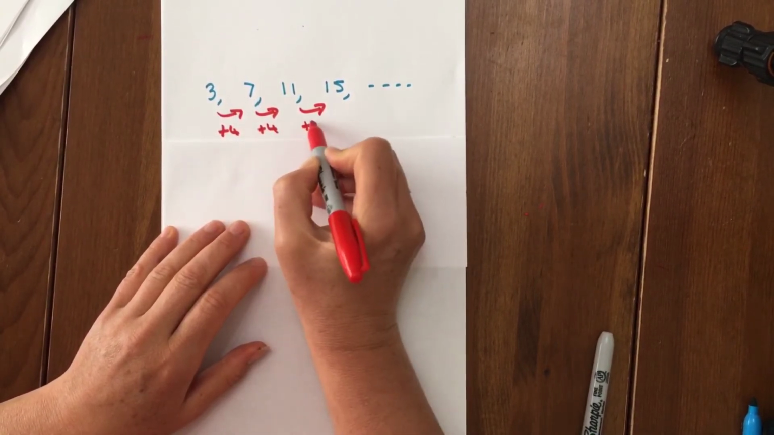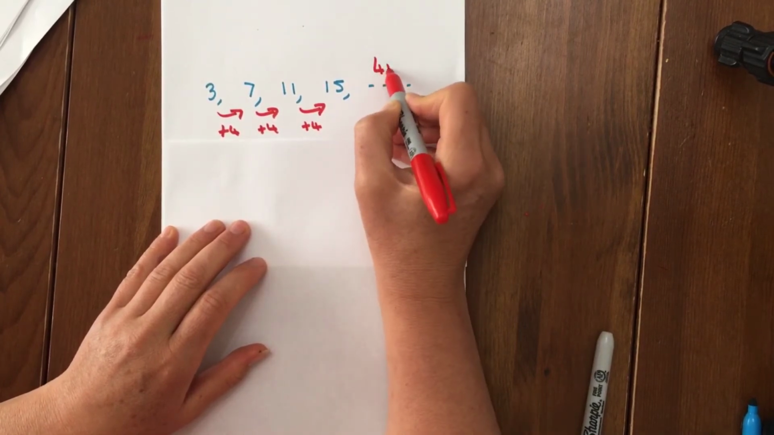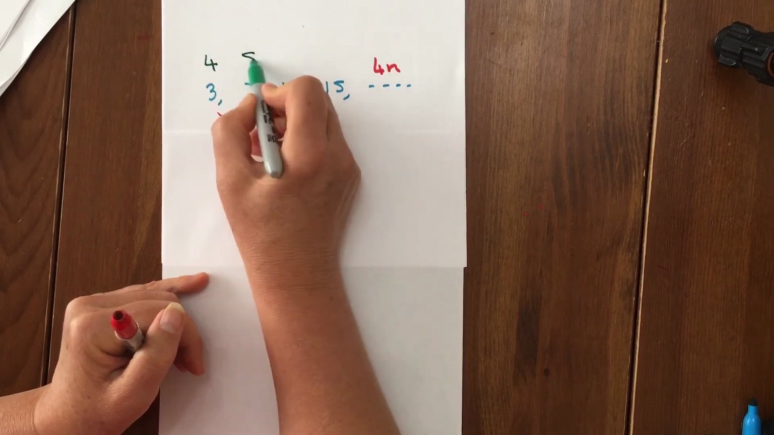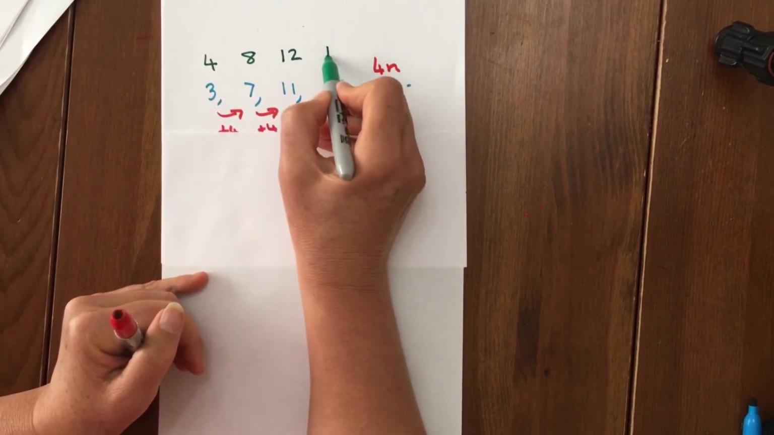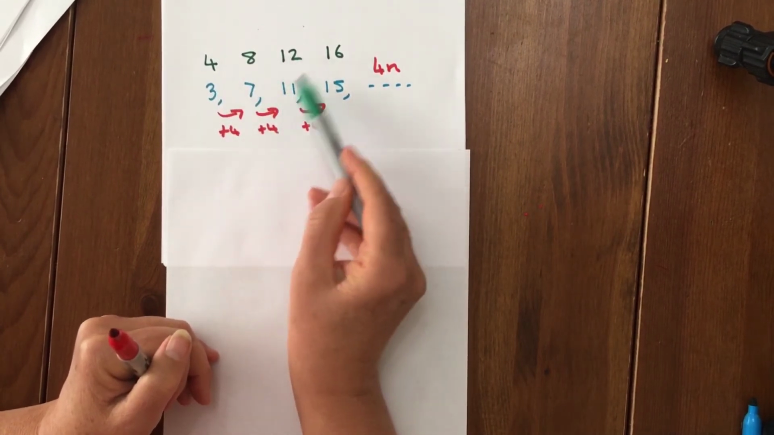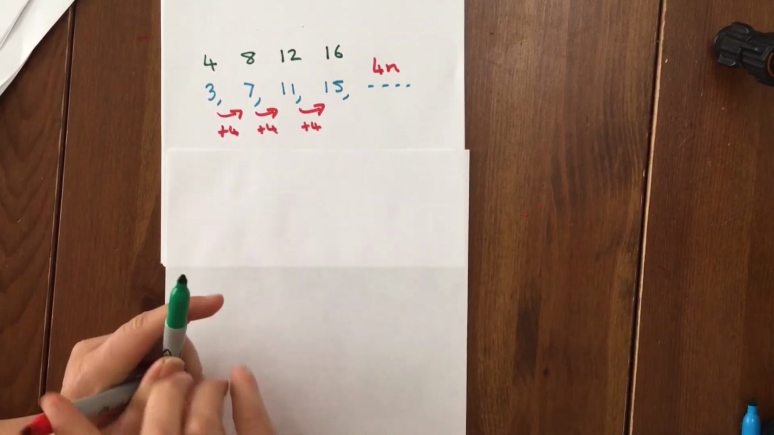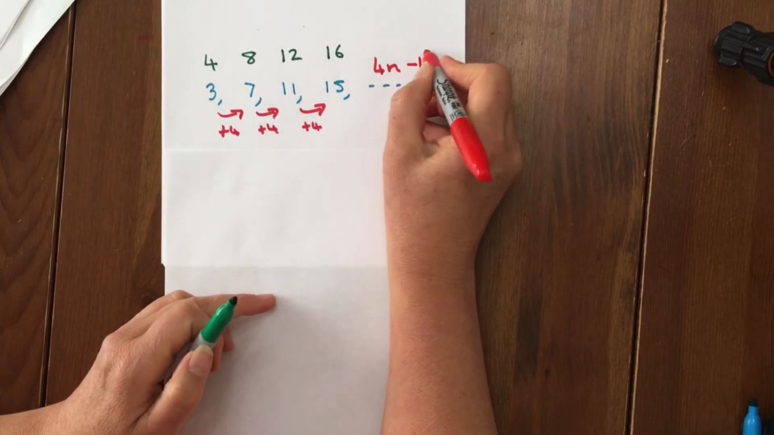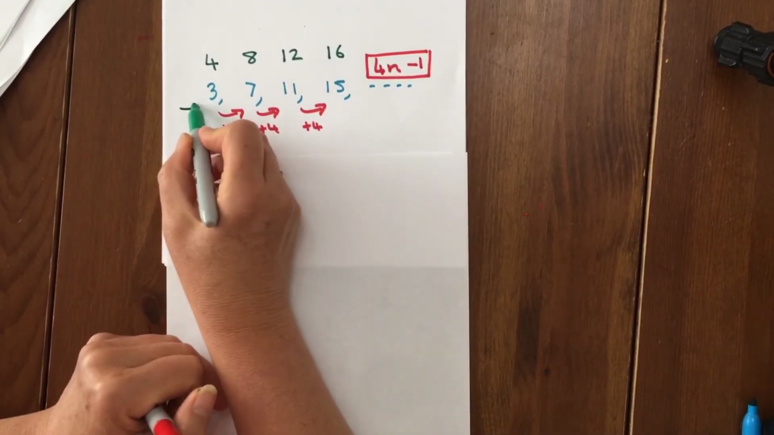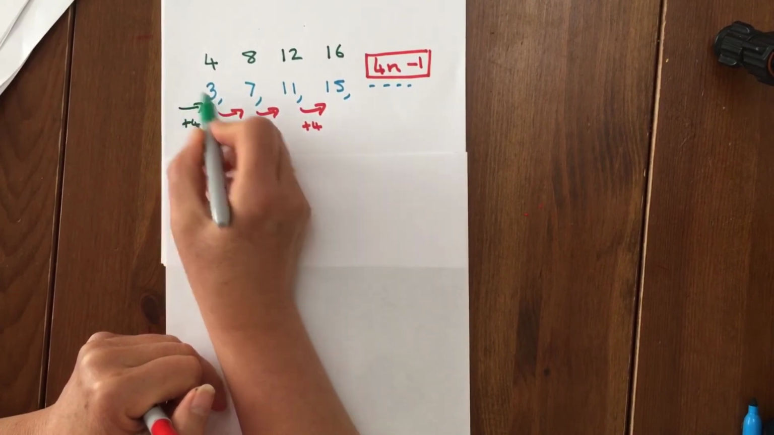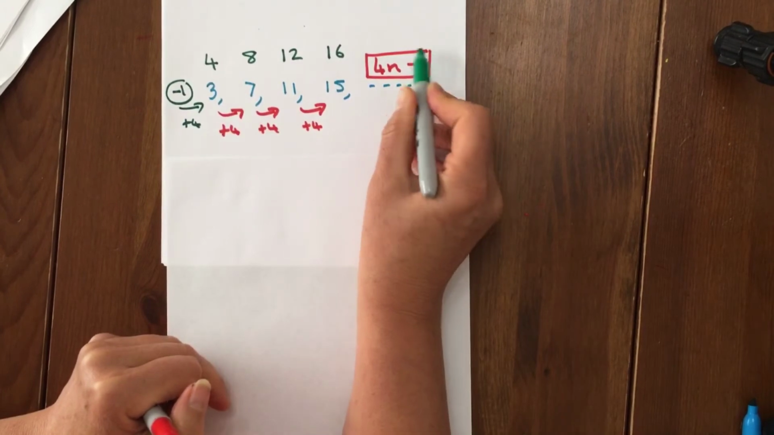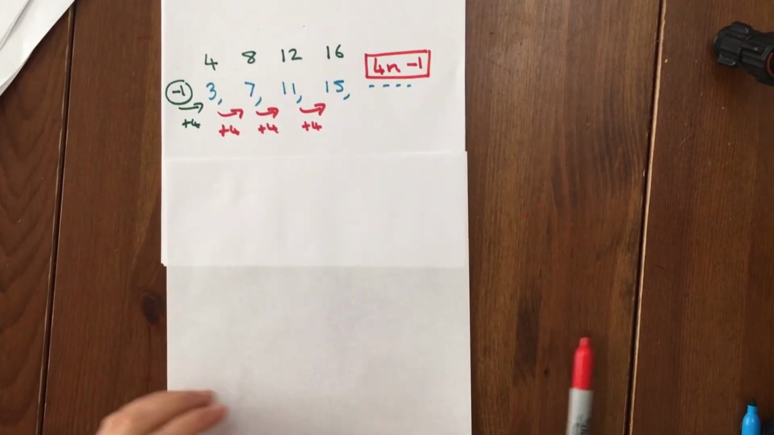So it must be something to do with 4n. I write down the 4n sequence starting off with 4. And I can see that this time it's 1 less each time. So I'm going to take away 1. So let's just check that. Let's just go back 4, the opposite of adding 4. 3, take away 4 is minus 1, which is what I've got here.